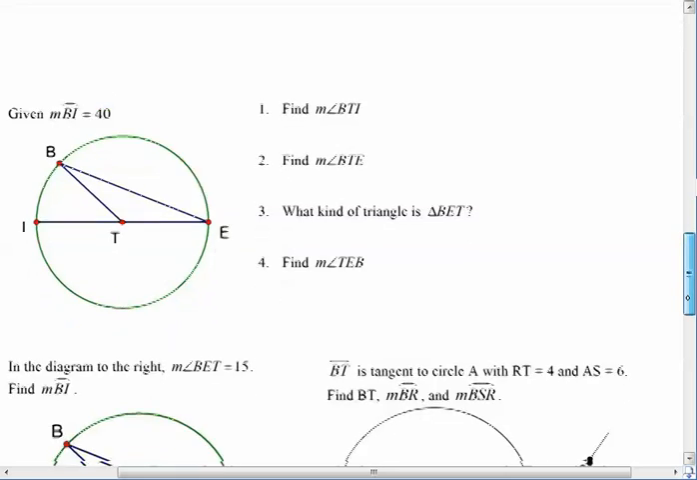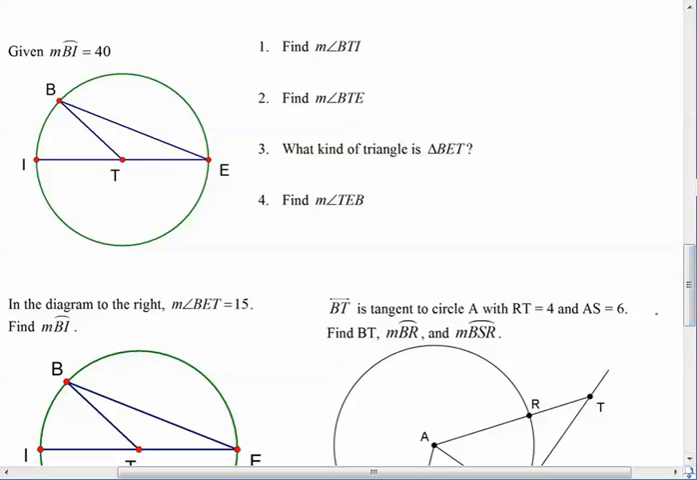I'm going to work out this next problem with you guys. Given the diagram below and given that arc BI is 40 degrees, which means the central angle is 40 degrees, find the following information. So number one, I was supposed to find the measure of angle BTI. Well, we've learned that if the arc measurement is 40 degrees, then the central angle measurement is also 40 degrees. Next, we're supposed to find the measure of angle BTE. So that's a central angle.